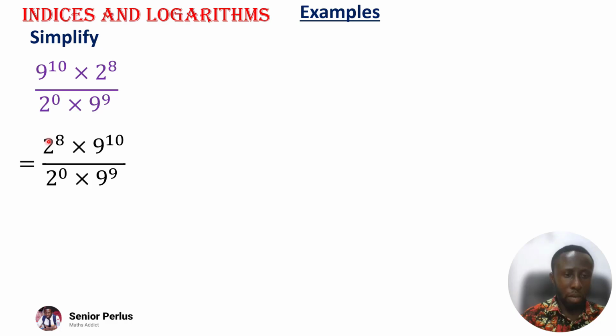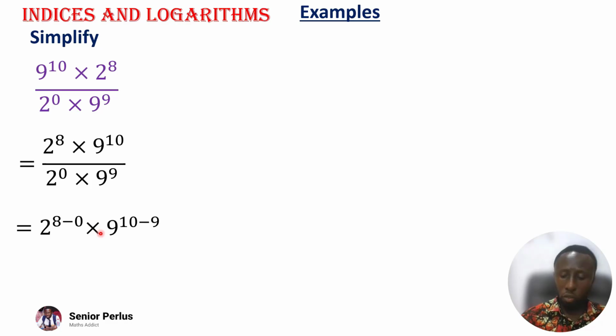Good. We have 2 and 2 here, 2 to the power 8 and 2 to the power 0. With the quotient law, we said that since it is division, we just subtract. So we take the base, then we subtract. The same applies here. 9, then we subtract. Then we just subtract the powers. Here 2, 9 here, 9 here. So under the quotient law, we just subtract the powers. Very simple.